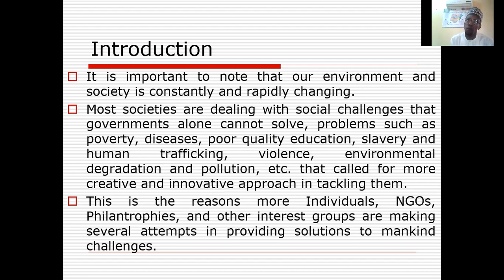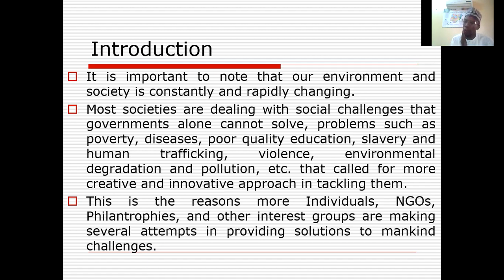The reason why we are having problems all around, even though we have government at various levels, federal, state, local, is that these problems are persistent because they are too much, to the extent that government alone cannot solve them, which means other people or groups of individuals need to come into play to help in tackling these problems. Problems such as poverty, diseases, poor quality education, slavery and human trafficking, violence, environmental degradation and pollution, and so many other social problems call for a more creative and innovative approach in tackling them.